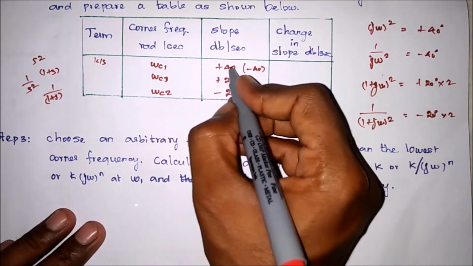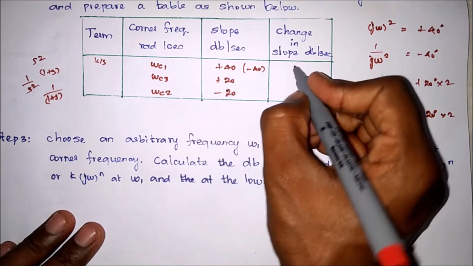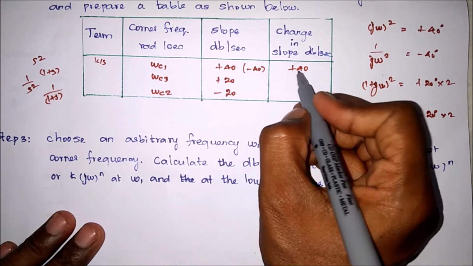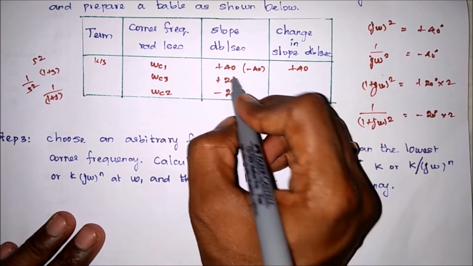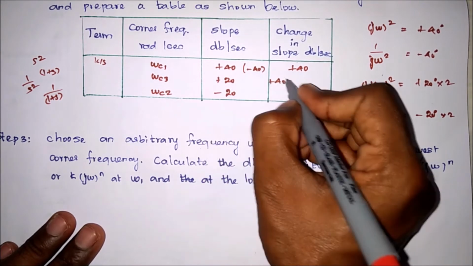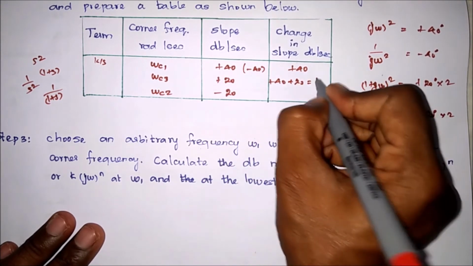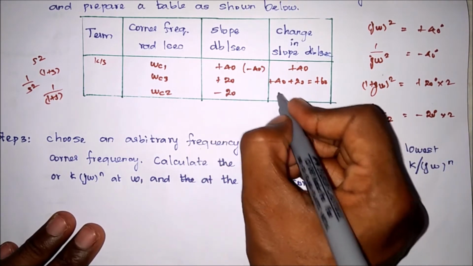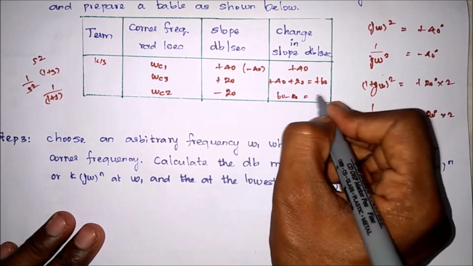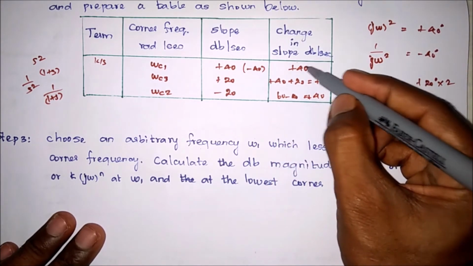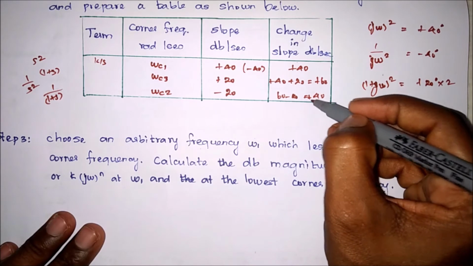Then first, what is available in the first slope we have to write here. So suppose plus 40 means here plus 40. Then we have to add this 40 and this 20. So here plus 40 then plus 20. What is the value? Plus 60. Next we have to add the 60 with minus 20. So 60 minus 20, therefore plus 40. So now slopes are plus 40, plus 60, plus 40.